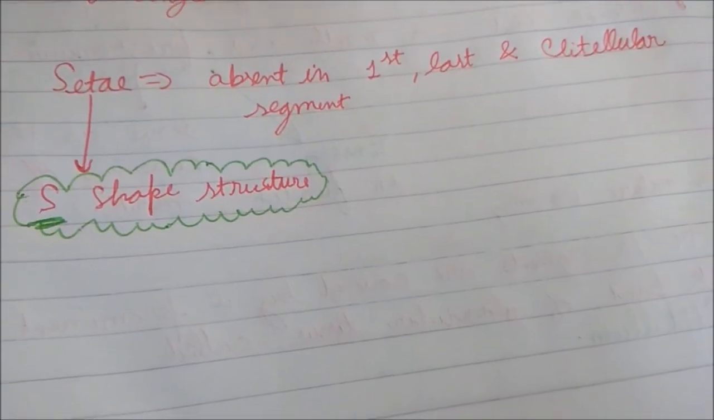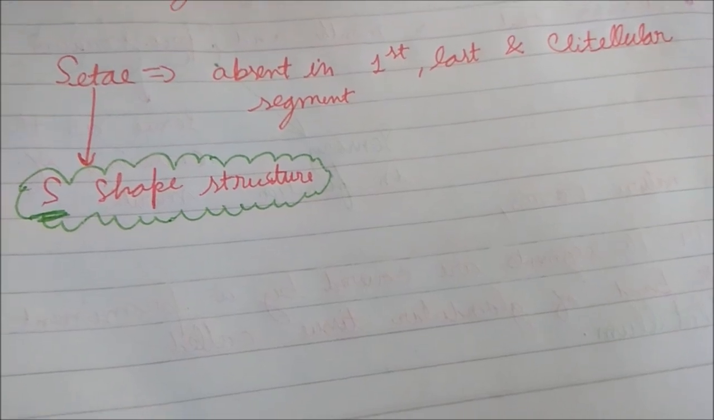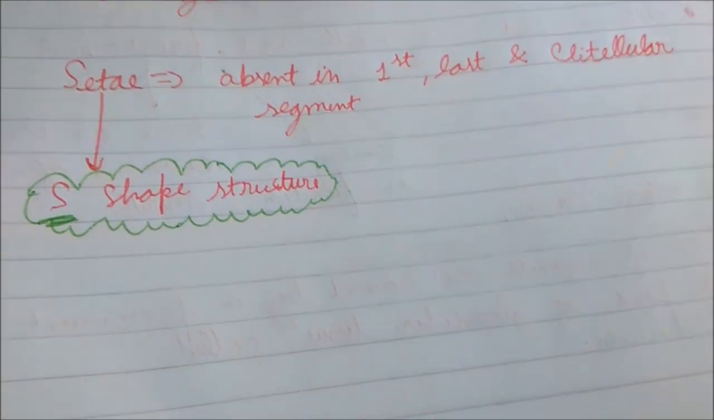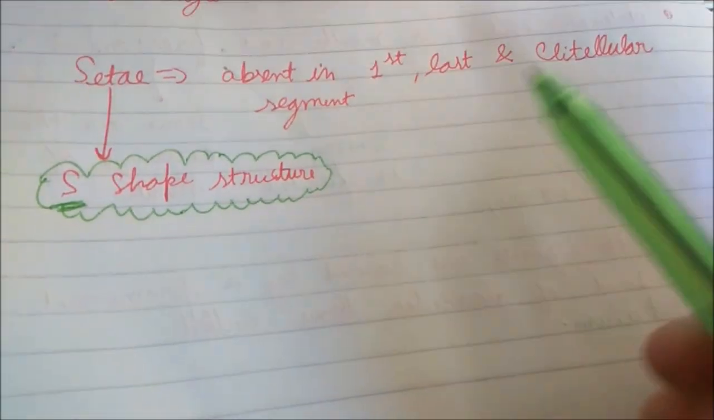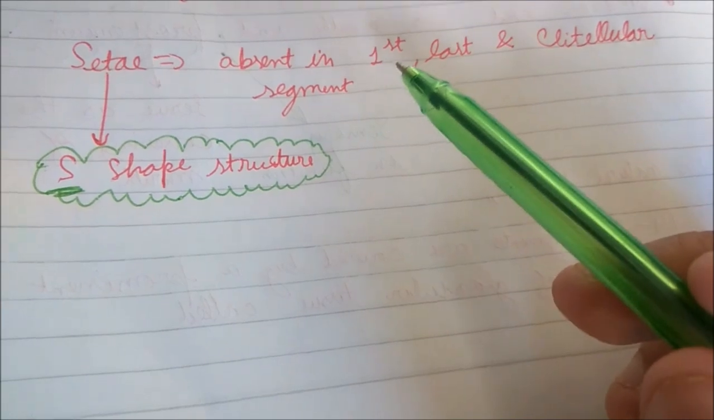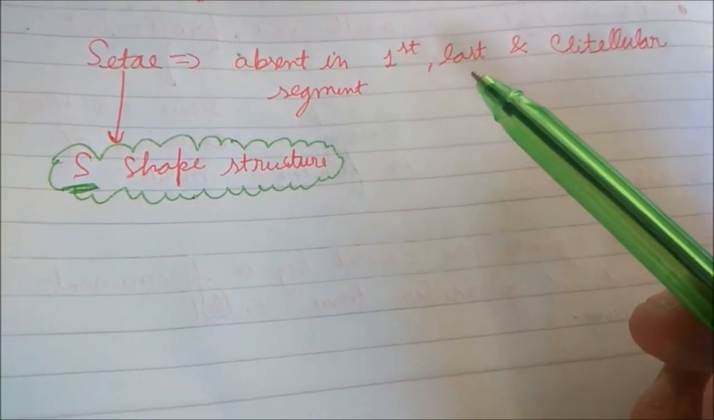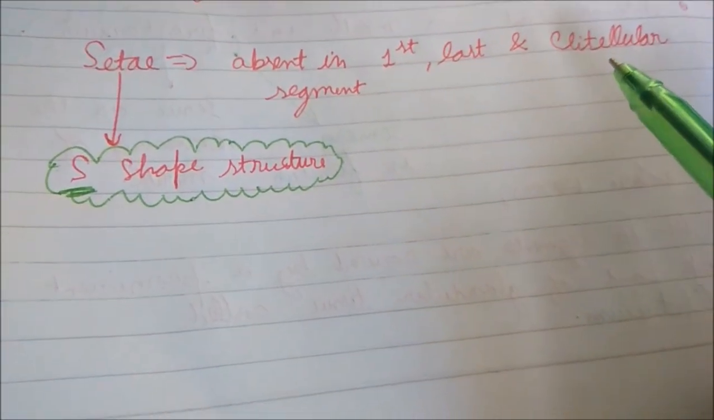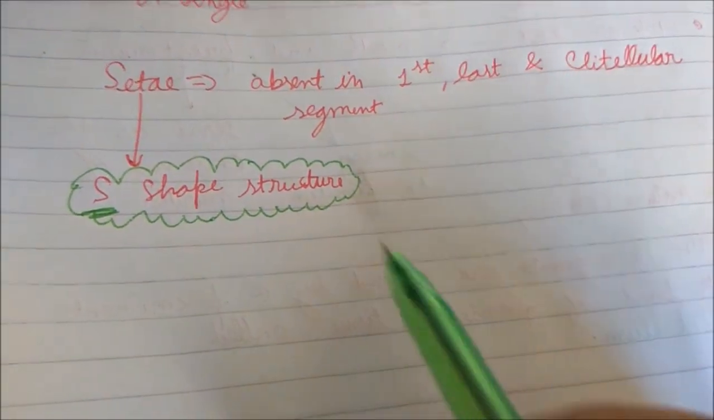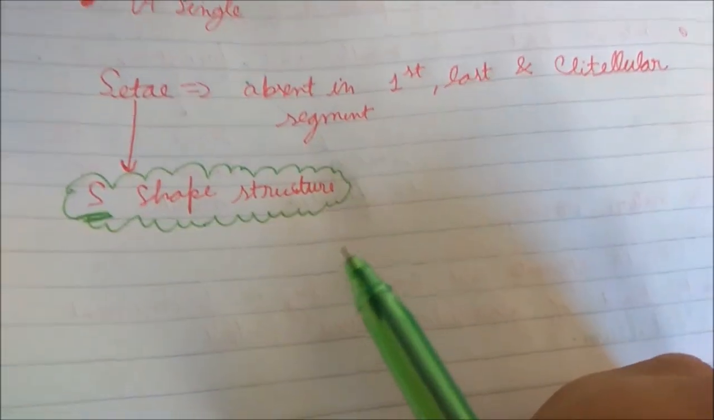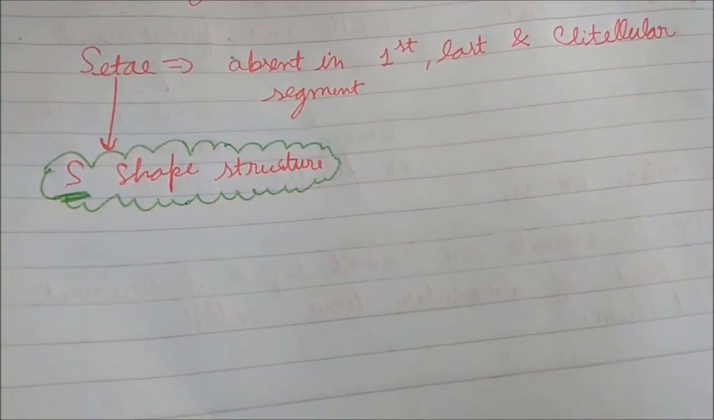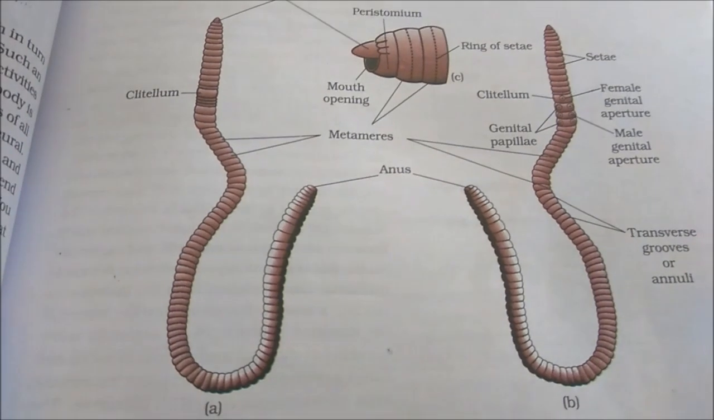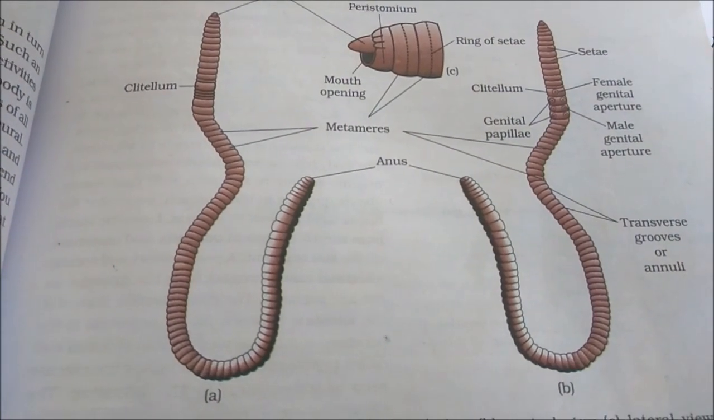Now we'll see the next structure of earthworm, that is setae. These are S-shaped structures and are absent in the first segment, the last segment, and the clitellar segments. So what is the function of setae? The function of setae is locomotion. They help in locomotion. So this was the morphology of earthworm.